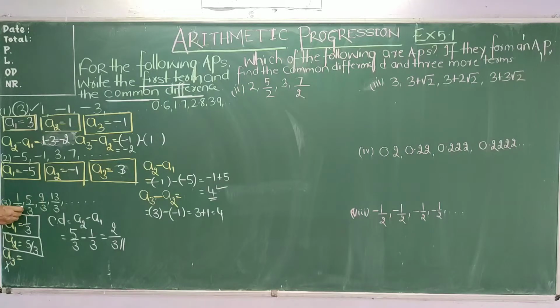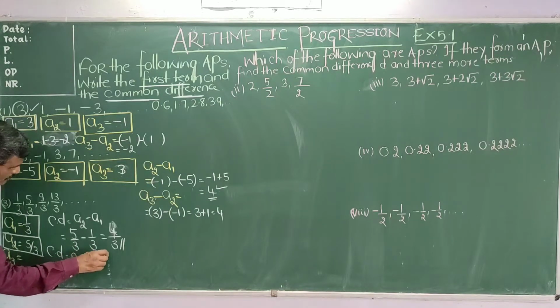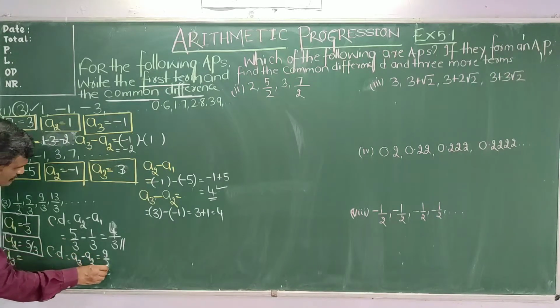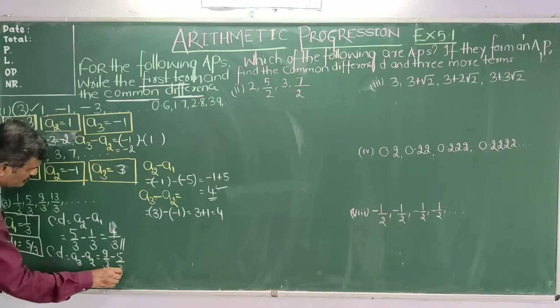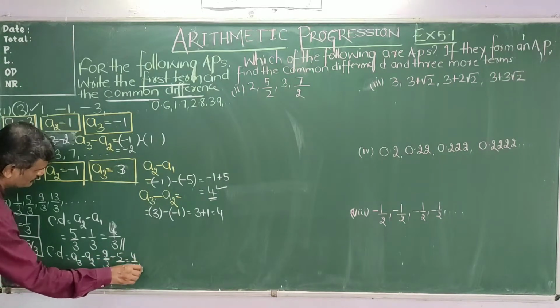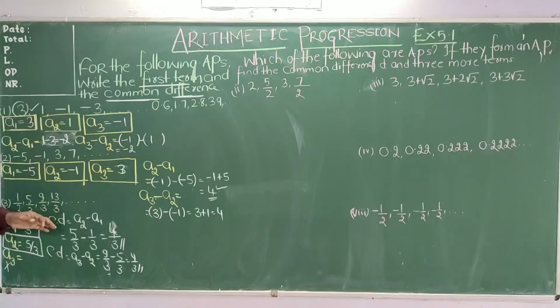Sir, if I subtract this, surely you are allowed to do so. You can do one more thing, third term minus second term, you can go for. Acha, here you see one more thing, I made a mistake. You see 5 minus 1 should be 4. By mistake I said 2, it is wrong. Now if I go for third term minus second term, then 9/3 minus 5/3, that is equal to how much? 4/3. Again if you want, 13/3 minus 9/3.